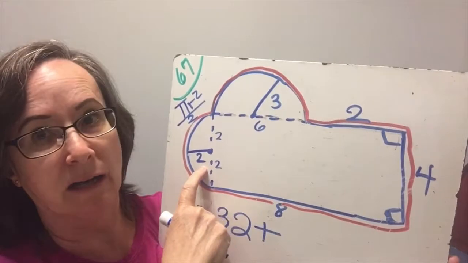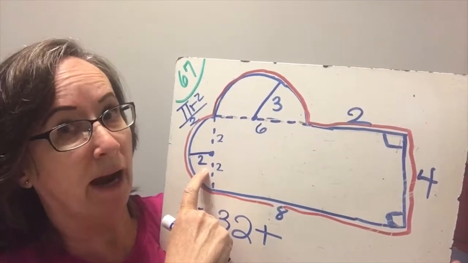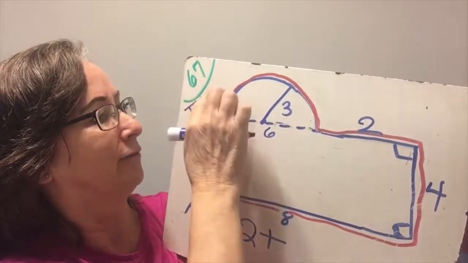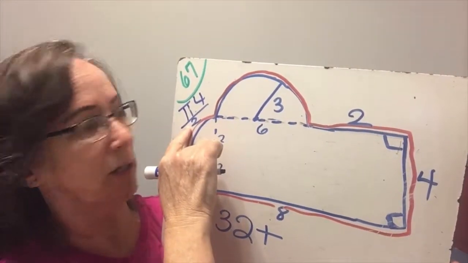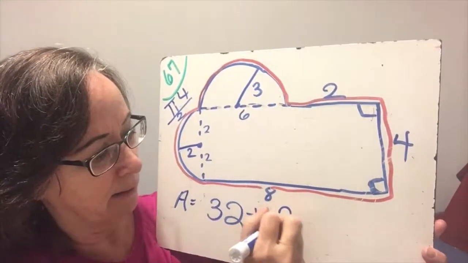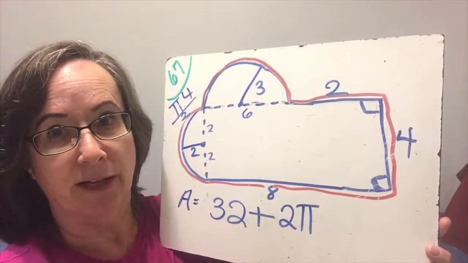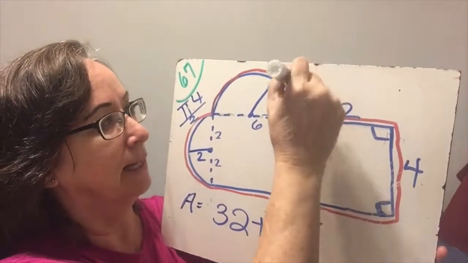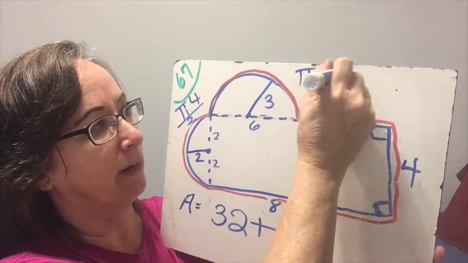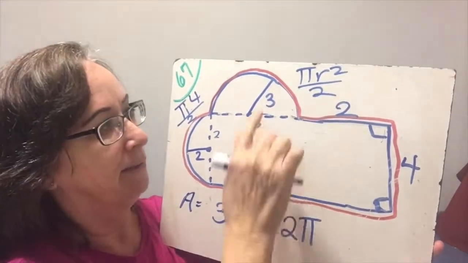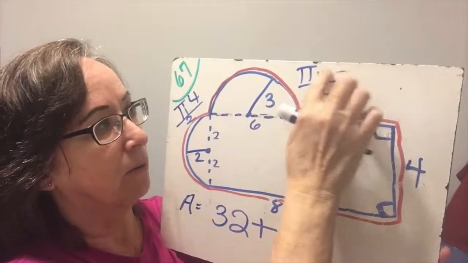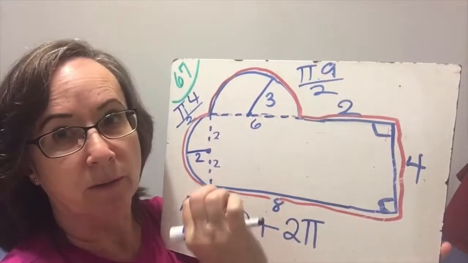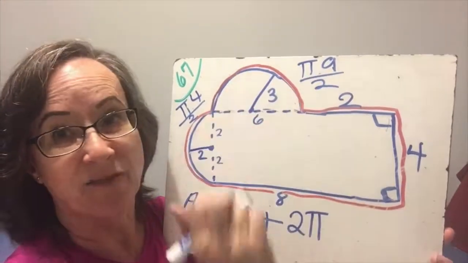And the r is 2. So 2 squared is 4. So we're going to end up with a 4 here. And a 4 divided by 2 is a 2. And 2 times pi, we'll have to figure that one out in a minute. Okay, so then we go over here. And this one is pi r squared, the area of the circle, divided in half. The r is 3. So r squared will be 9, and 9 divided by 2 is 4.5, 4.5 pi.